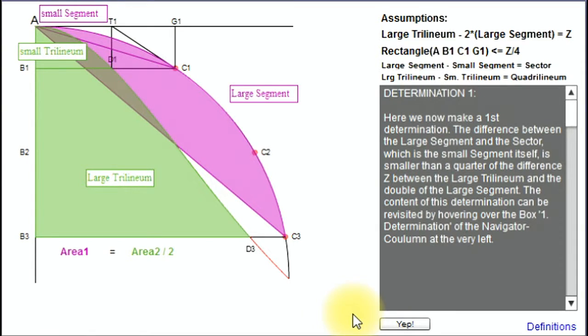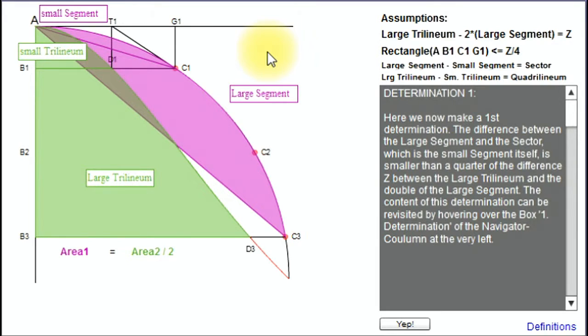And now we're going to go through a sequence of determinations which lead to a step of our indirect proof where we again raise a series. And this first determination is saying that the area of the small segment can be assumed smaller than a quarter of the difference set.